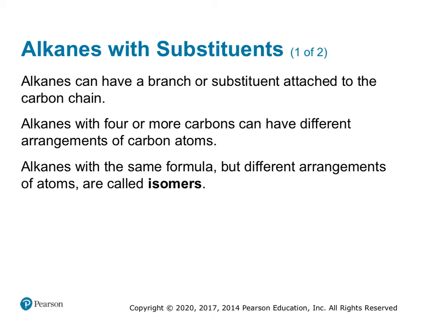Alkanes actually have the ability to have a branch, or what we call a substituent, attached to the main carbon chain. So alkanes that have 4 or more carbons can have different arrangements of carbon atoms. We call these isomers. They have the same formula, but different arrangements of atoms, different structural formulas, and therefore they have different properties, different boiling points, different melting points, and different names.